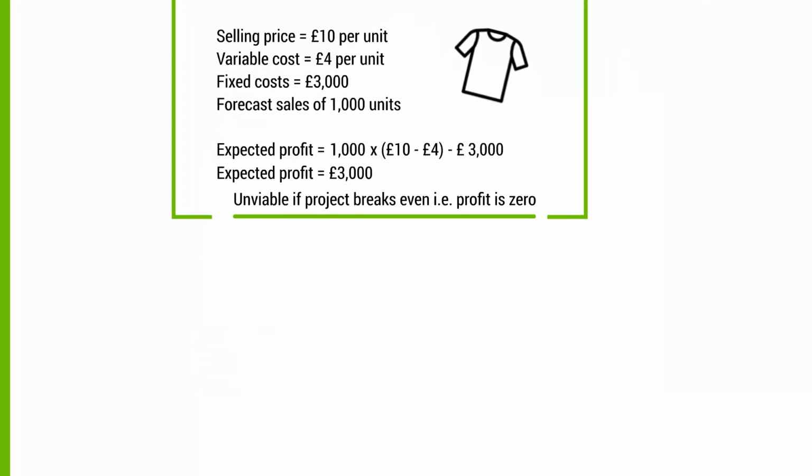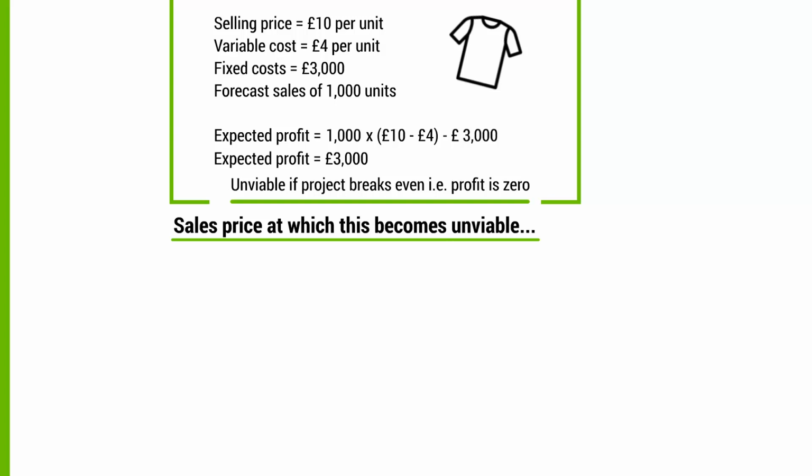Let's start by looking at the change in the sales price. Basically, we want to know how much the sales price could fall by before the project becomes unviable, in other words, unprofitable. The selling price is currently £10 per unit. So what we need to do here is work backwards through this expected profit calculation and find the sales price when profit is equal to zero.